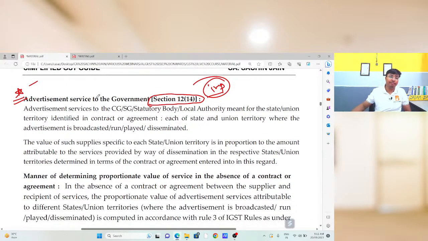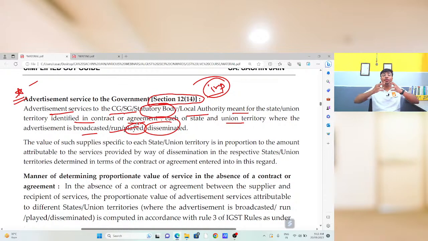So, if someone is going to provide advertisement services to central government, state government, statutory body, local authority meant for the state and union territory identified in the contract or agreement, in that case, what will be the place of supply? Each of the state and union territory where the advertisement is broadcasted, played, and so on.